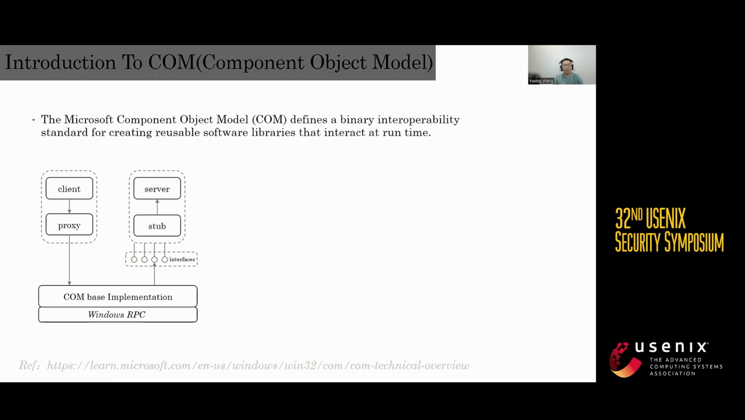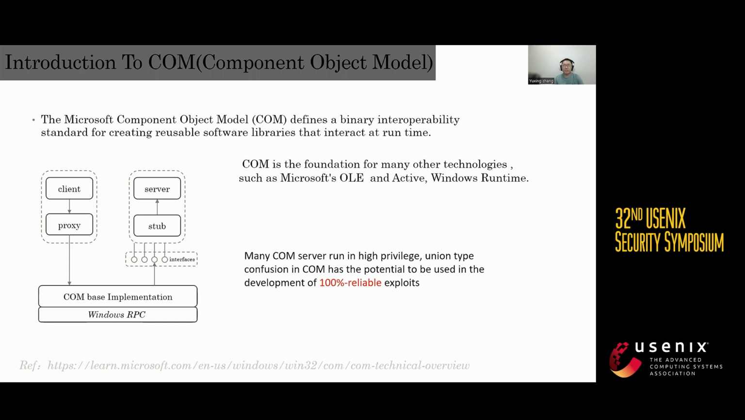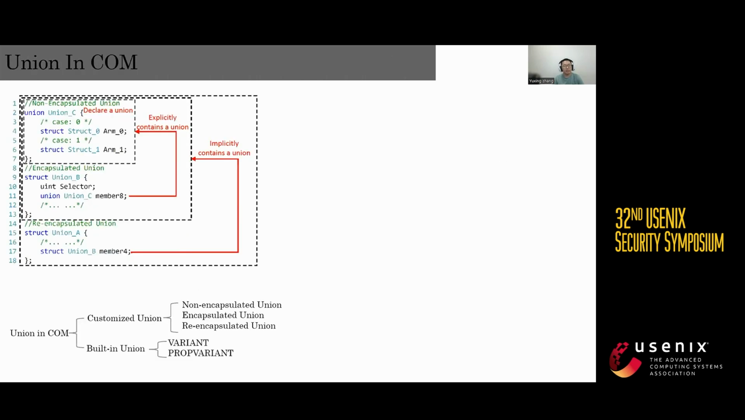COM established a binary interoperability standard, which allows the development of reusable libraries that interact dynamically during runtime. It serves as a foundation for many other technologies like Microsoft OLE, ActiveX, and the Windows Runtime. Many COM servers operate with high privileges. What makes this situation even more critical is that unit type confusion within COM could potentially be exploited to create a fully reliable exploit. And given Microsoft's significant market share, solving these issues carries substantial weight.